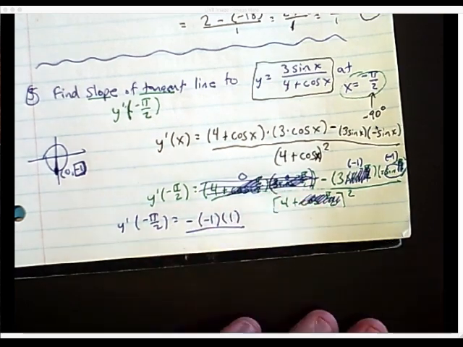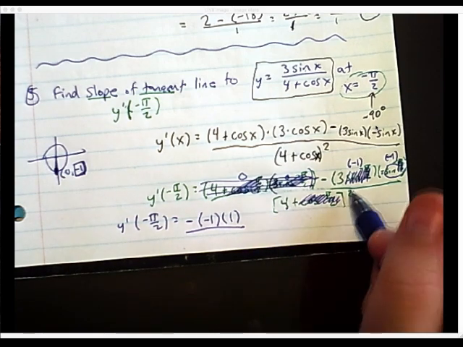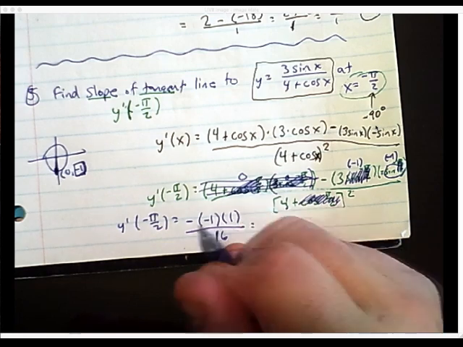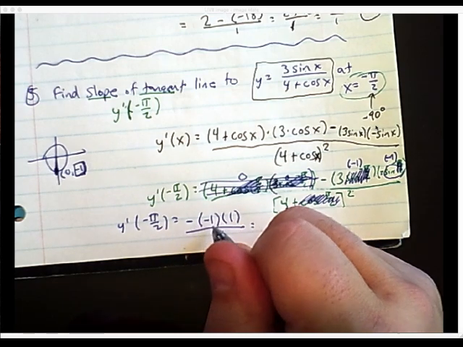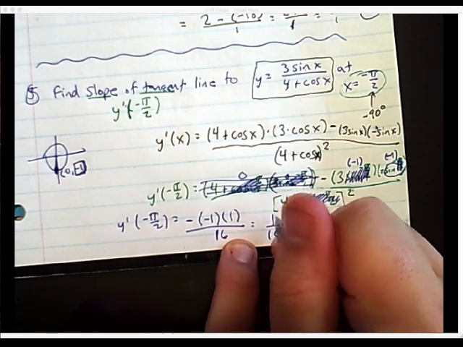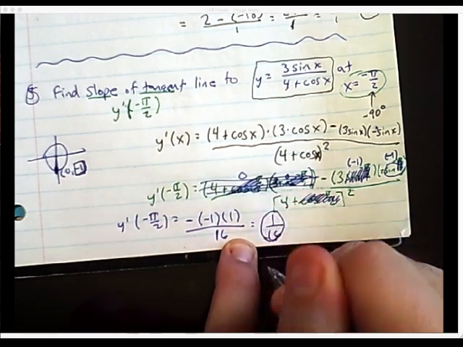All over 4 squared, 16. So what's negative times negative 1? Positive 1 times another 1, positive 1 over 16. So there's my answer, 1/16.